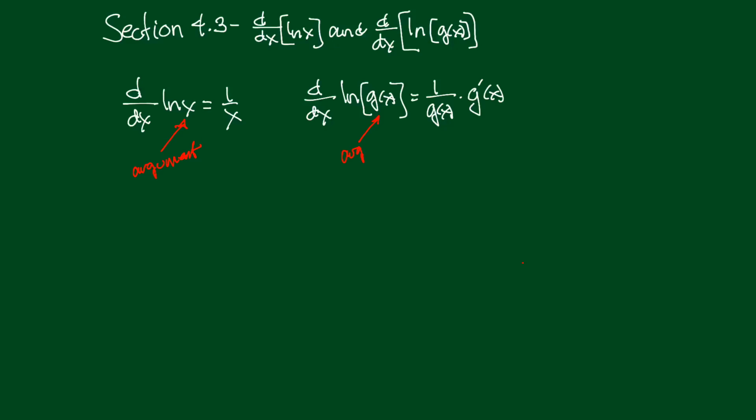This is really an application of the chain rule. What you can do is think of, you've got an inside and then you've got an outside here, right? Here's the inside, here's the outside. So it's going to be 1 over the inside times the derivative of the inside.